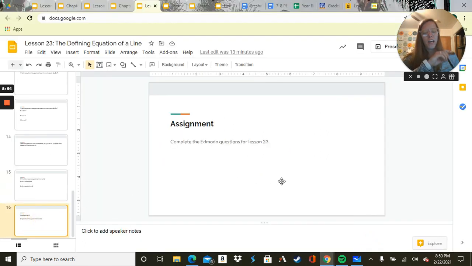So that's it for today. Complete the modal questions for lesson 23. There will be a couple where you might have to rewrite it in standard form. Otherwise, you might have to find the constant. So we did 3 and we had half and different things like that. Or finally, you might have to say if 2 equations would be the same line.